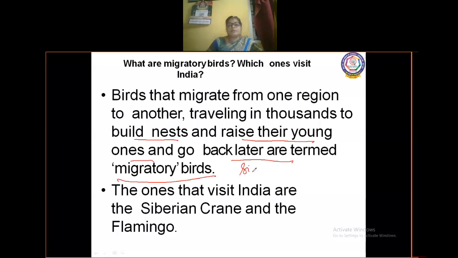Like Siberian birds, they come during the winter season to India and go back in summer. Siberian birds are one example; they come from Siberia, which is very cold, and it's very difficult for them to hatch their eggs. So they come to India. Now you can see these birds around Chilika Lake. The ones that visit India are the Siberian crane and the flamingo.